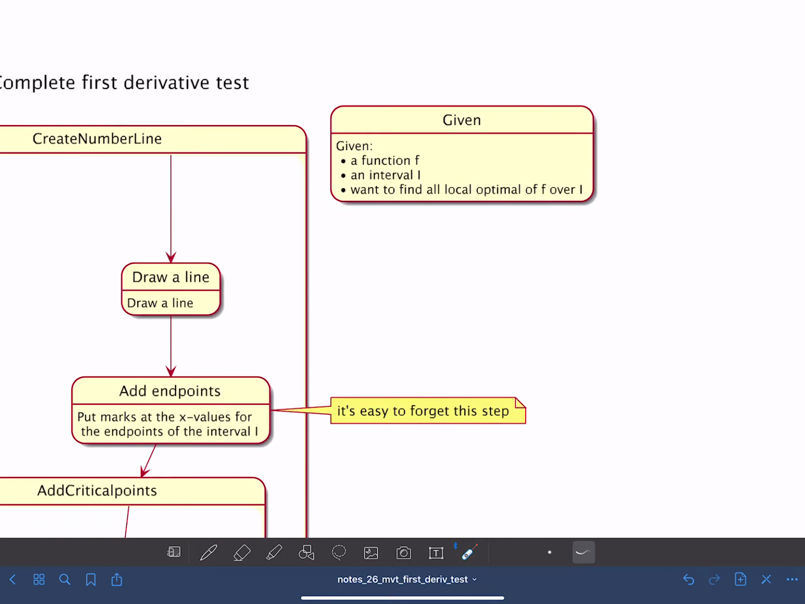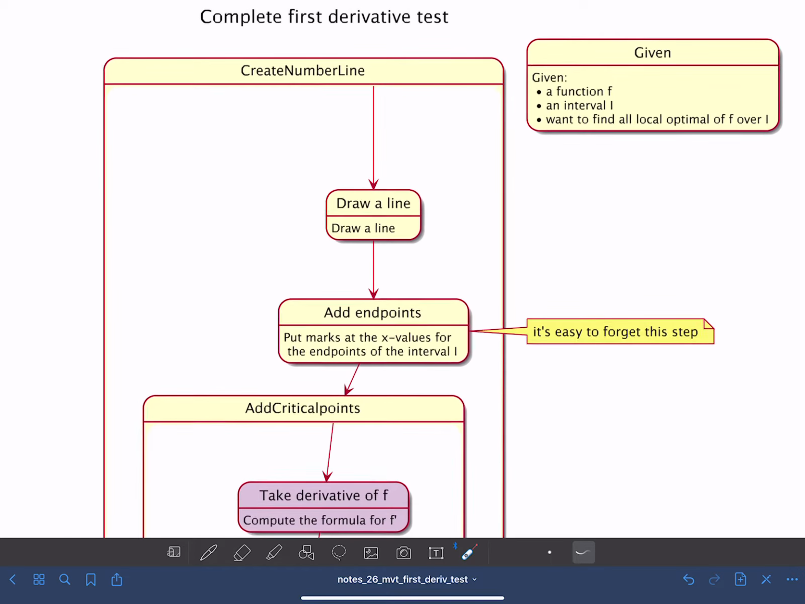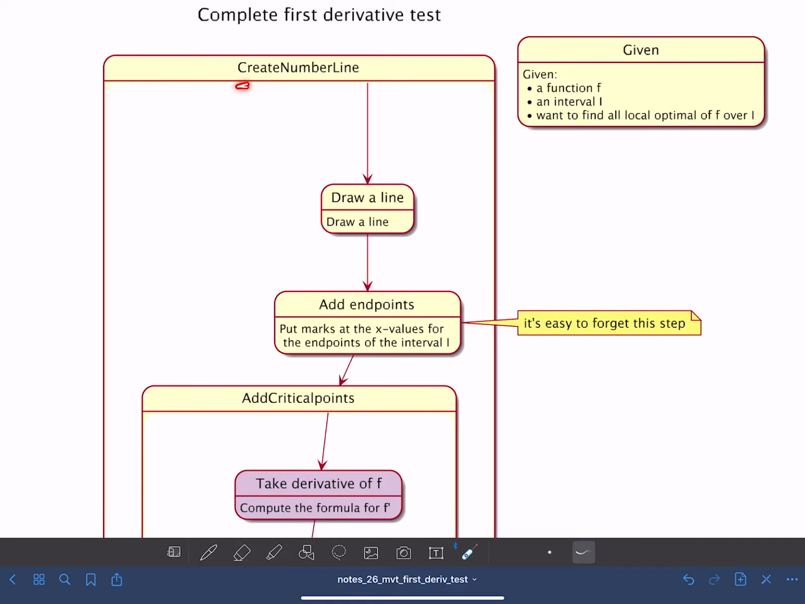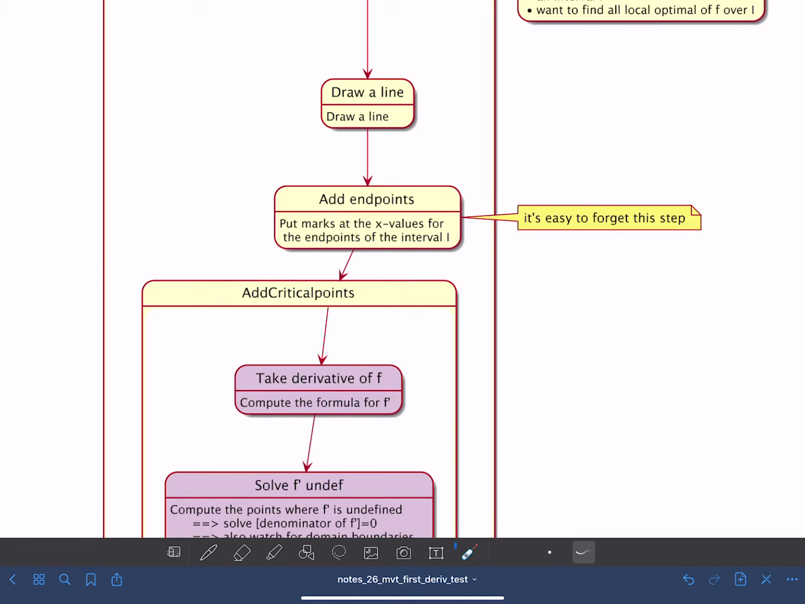So I think the first thing that we need to do is to construct our number line. Draw a line. And then I want you to add your endpoints for the interval I. And it's possible that you might not do this.